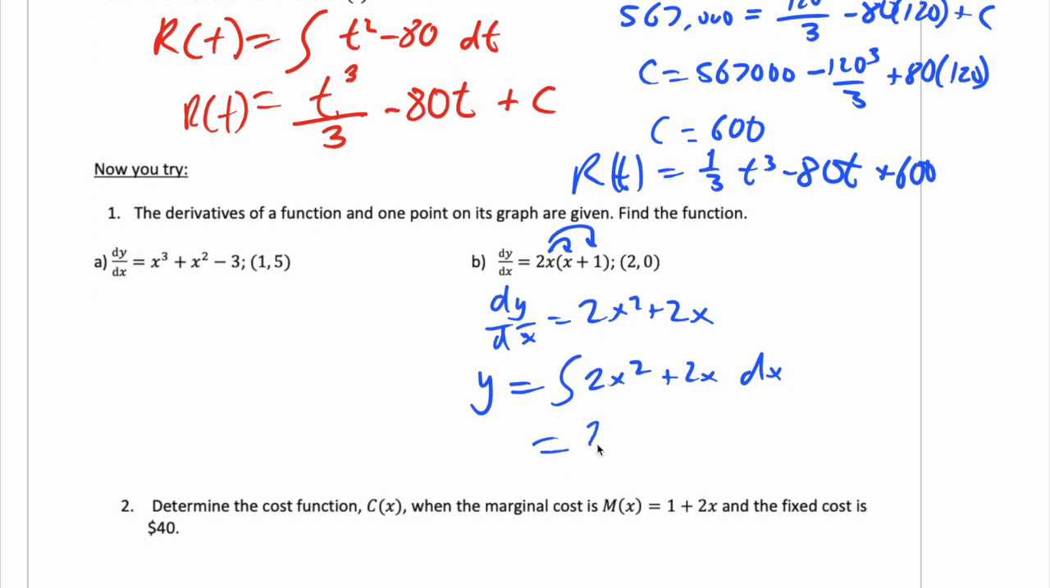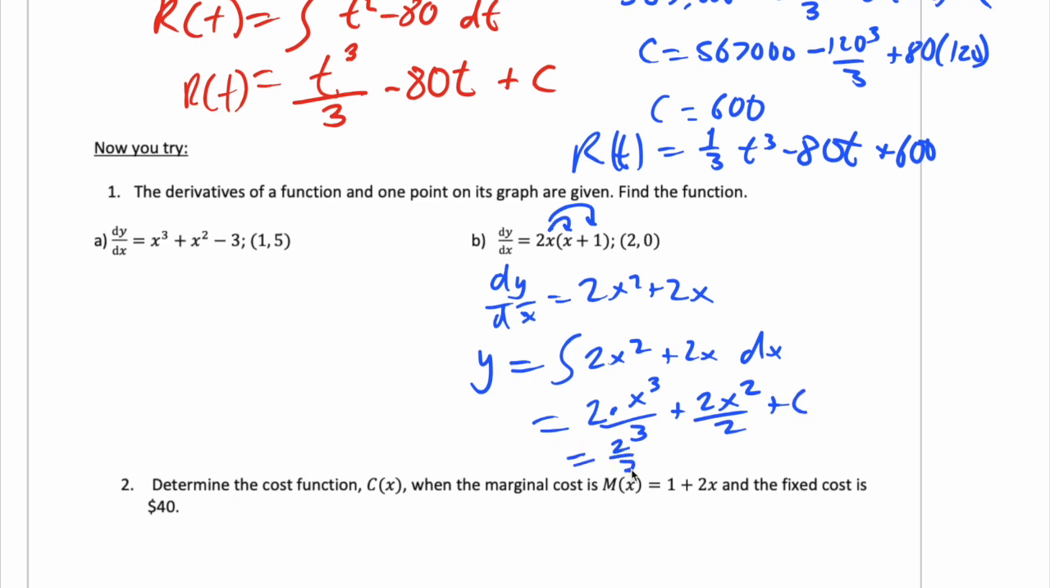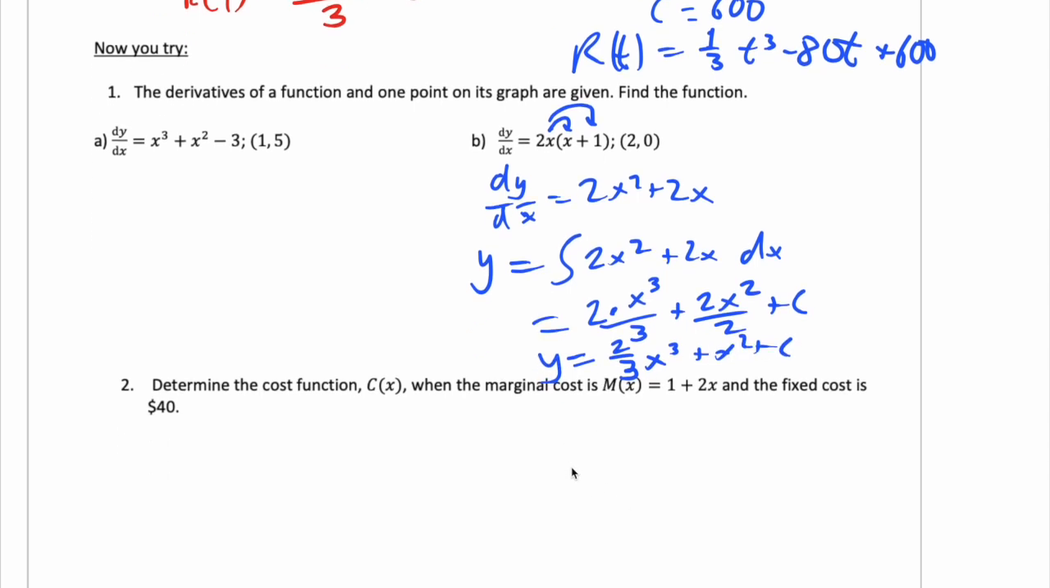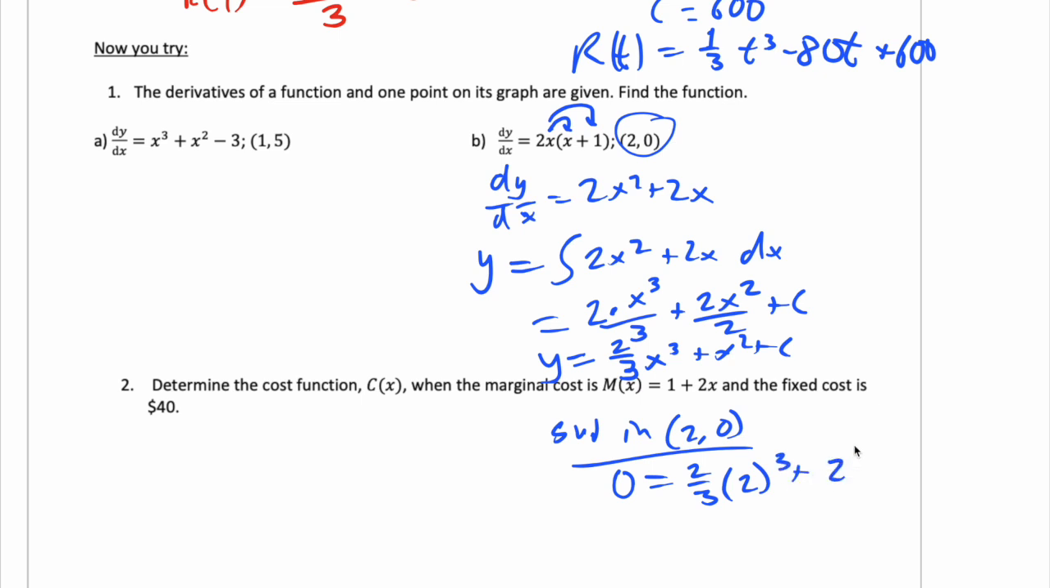Okay, and that becomes, well, we increase the exponent by 1 and then divide by that exponent. We increase this exponent 1, then divide. So that's like 2/3 x cubed plus x squared plus c. I'm going to keep going down here. We're going to sub in the initial values here of 2 and 0. So 0 equals 2/3 times 2 cubed plus 2 squared plus c. C equals negative 2/3 times 2 cubed minus 2 squared. Okay, and just type that into your calculator and you get the C value.